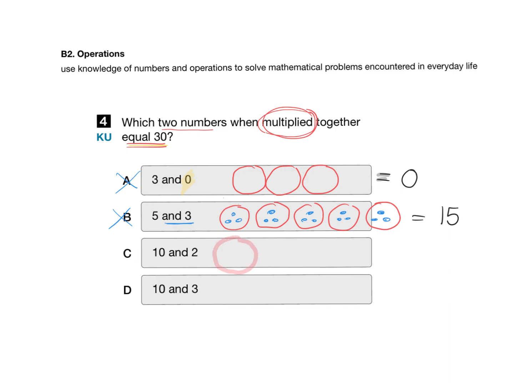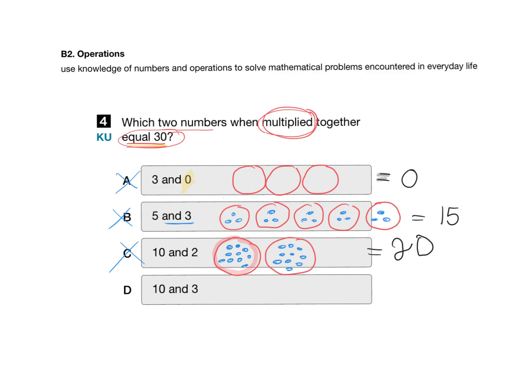So let's draw 2 groups. 1, 2, and then in each group we're going to draw 10. 1, 2, 3, 4, 5, 6, 7, 8, 9, 10, and then another 10. So we have 10 and 10. How many do we have all together? We have 20. Good. Excellent. Does that equal 30 when we multiply them together? No. So let's try the last one.